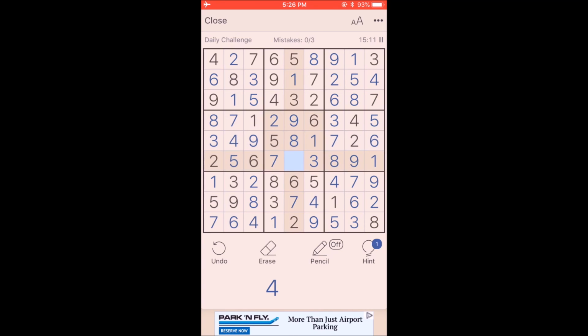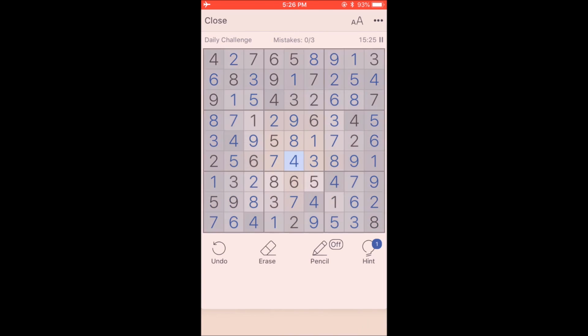Hey, this is the last one. 4 is an unlucky number in Asian culture, because in Chinese, Cantonese, 4 sounds like the word for death. Either way, that being said, boom.